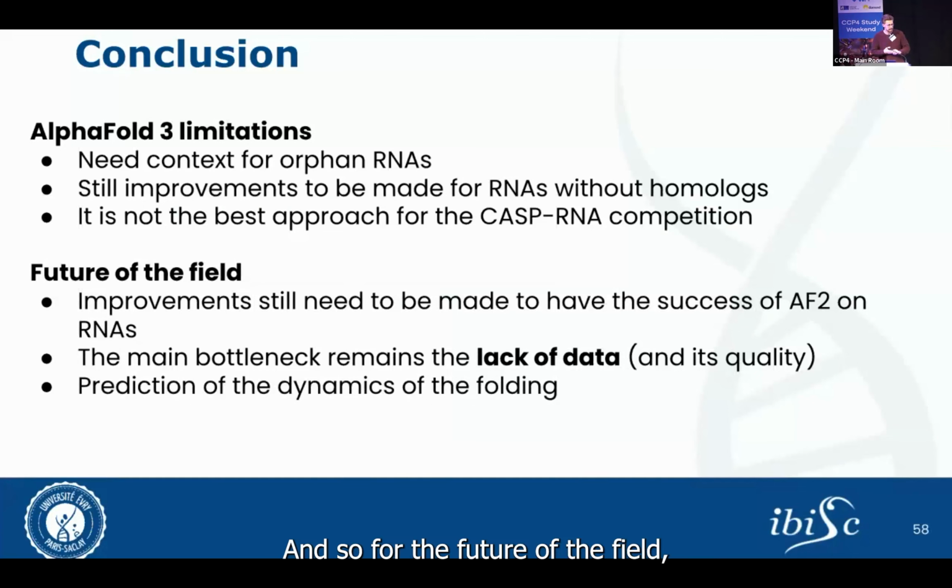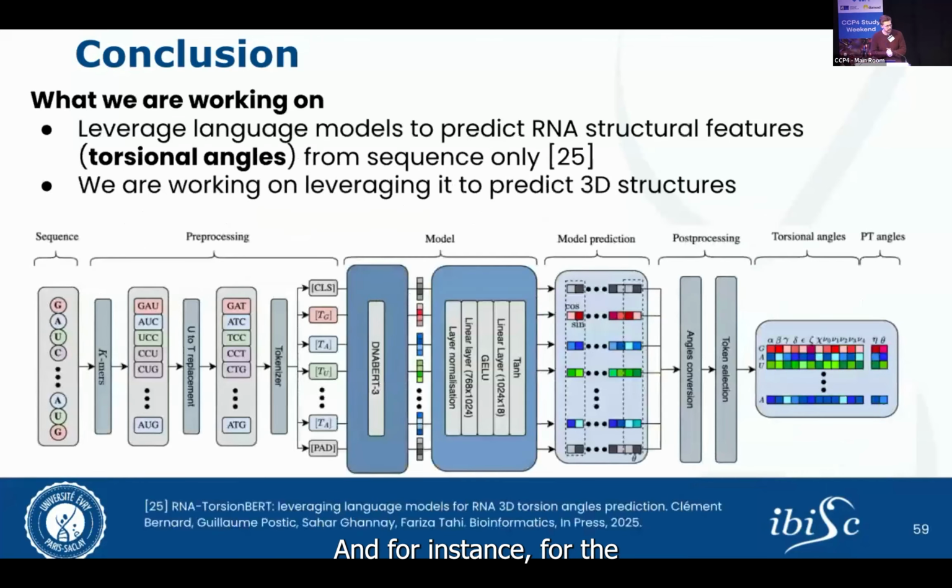And so for the future of the field, we still have improvement to be made to have the success of AlphaFold 2 for RNA. But the main bottleneck remains the lack of data that we have for RNA. Maybe also a future direction for the field could be to try to predict the dynamics of the folding. And for instance, what I've been working on is to leverage language models to predict RNA structural features. So for instance, I've done work to predict the torsional angles from the sequence.